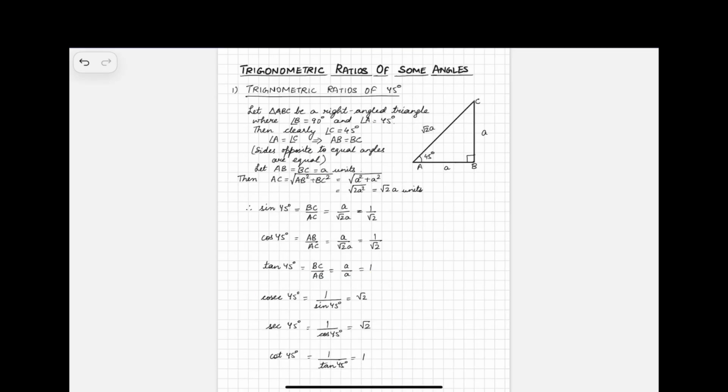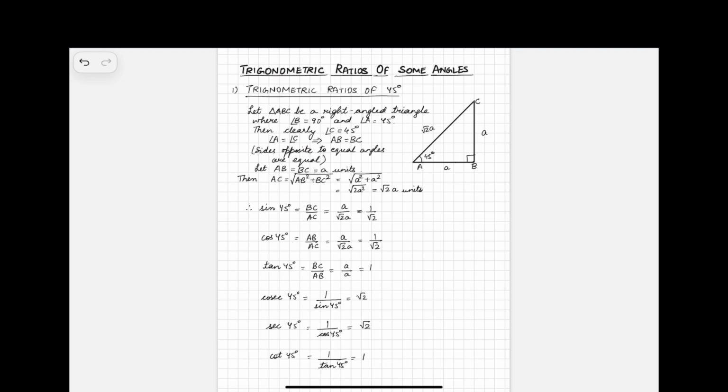Trigonometric ratios of some angles. Now let us take the trigonometric ratio of 45 degrees. Let triangle ABC be a right angle triangle where B is equal to 90 degrees and angle A is equal to 45 degrees. So clearly angle C is equal to 45 degrees because the sum of the angles of the triangle must be 180. So when angle A and angle C are 45, AB and BC are also equal because sides opposite to equal angles are equal. Let AB is equal to BC be equal to a units.